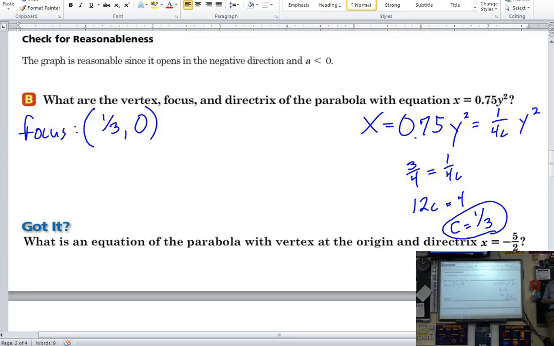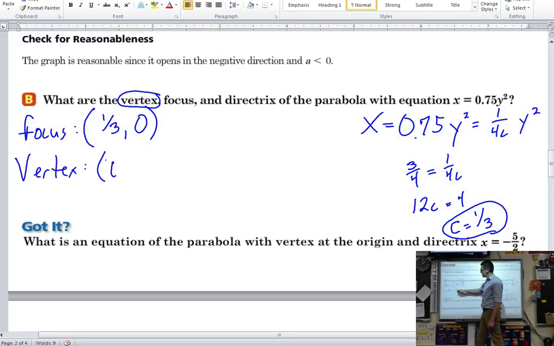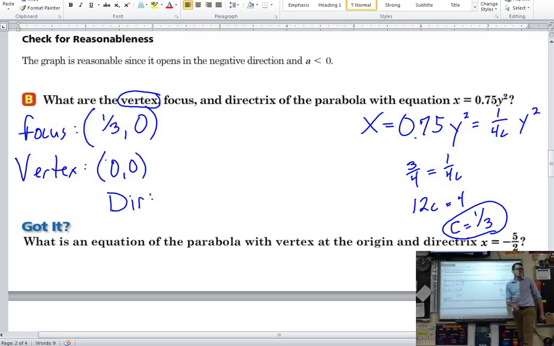Okay, so the directrix is always on the opposite side of the parabola. We also already know, what do we know about our vertex? Yeah, it's 0, 0. There's no horizontal, no vertical shift. So if my focus is a third on the positive side, that tells me that my directrix, now if this is a horizontal parabola pointing to the right, which means that my directrix will be a vertical line, so it's going to be x equals -1/3.